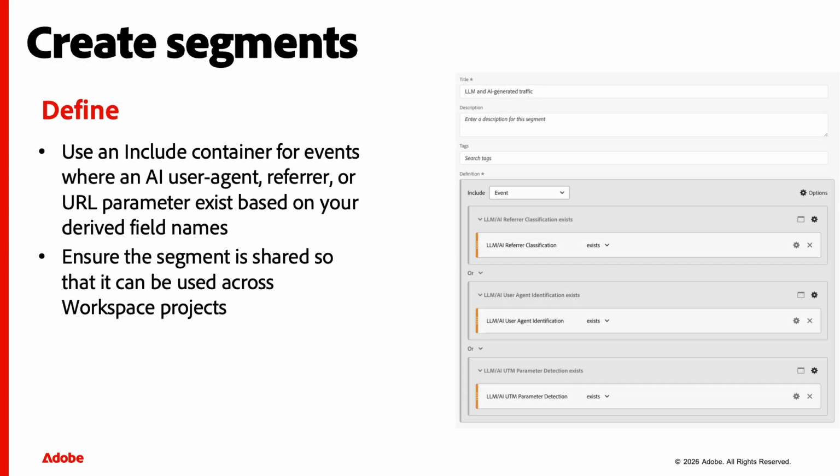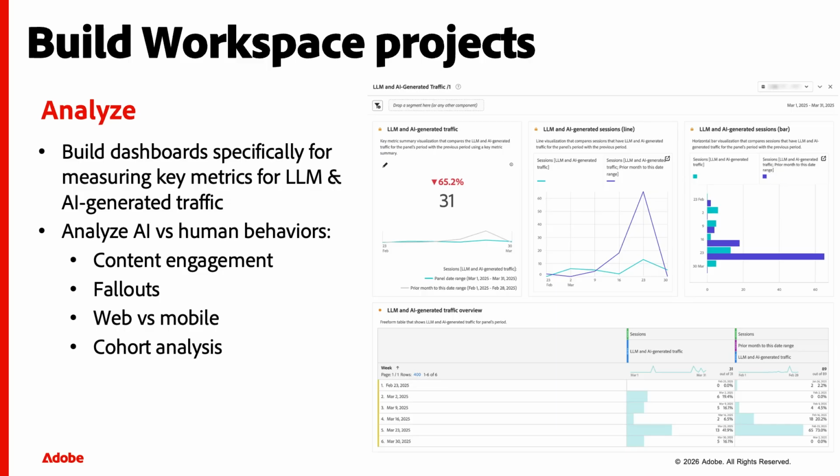With the derived fields handled, we move on to building segments to aid in our analysis and reporting. Create a segment for LLM and AI-generated traffic using your flags, and then use this segment to exclude it from main reports to purify your human data. Add an alert for spikes, like if AI hits 10% of sessions, so that you can stay ahead of the curve. All right, now it's analysis time.